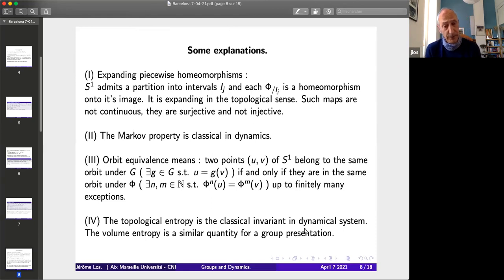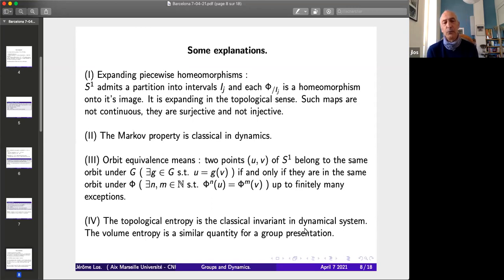An observation about these maps is that they are not continuous. You have points where the map is not continuous. They are surjective, but not injective. So the Markov property is the classical one in dynamical systems, and I will not explain it because I guess most of the people in the audience know it. The orbit equivalence in this setting is maybe less classical.